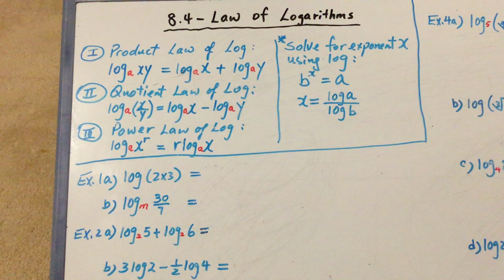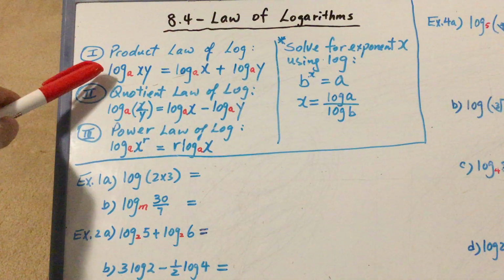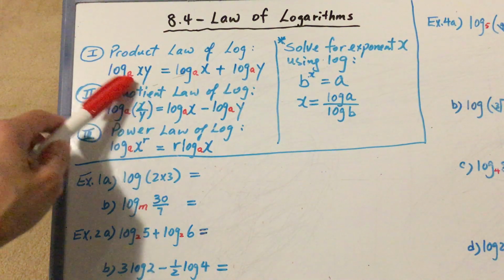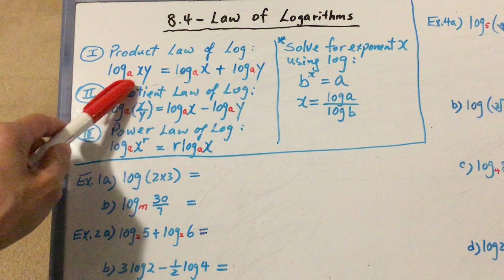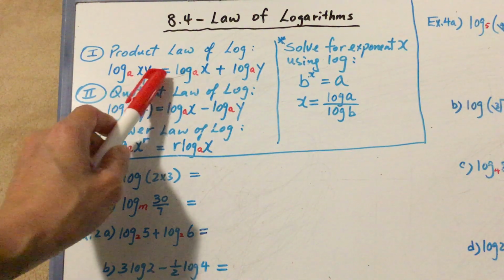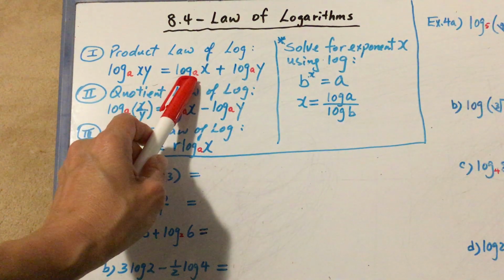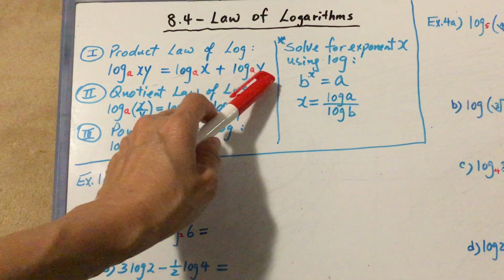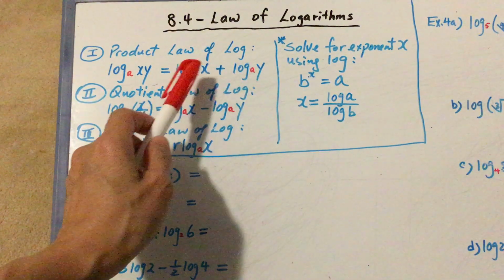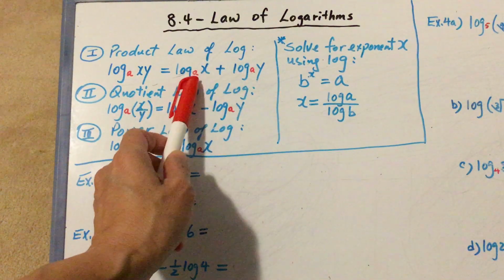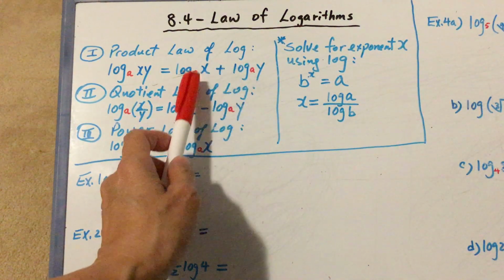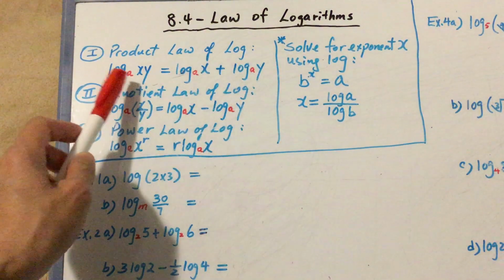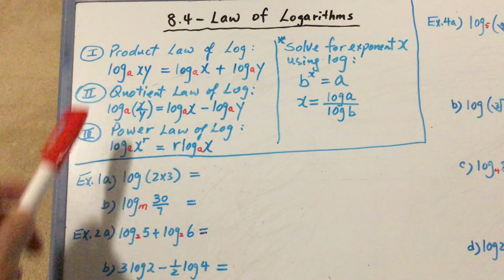The product law of the log: when we have a log of base a of x times y, so both x times y inside of this log, then you can break this into log base a of x plus log base a of y, okay? Or the other way around, when you see two terms with the same base in log form, that means adding, that means that you can put the x and the y as a product, okay? So this is the product law.